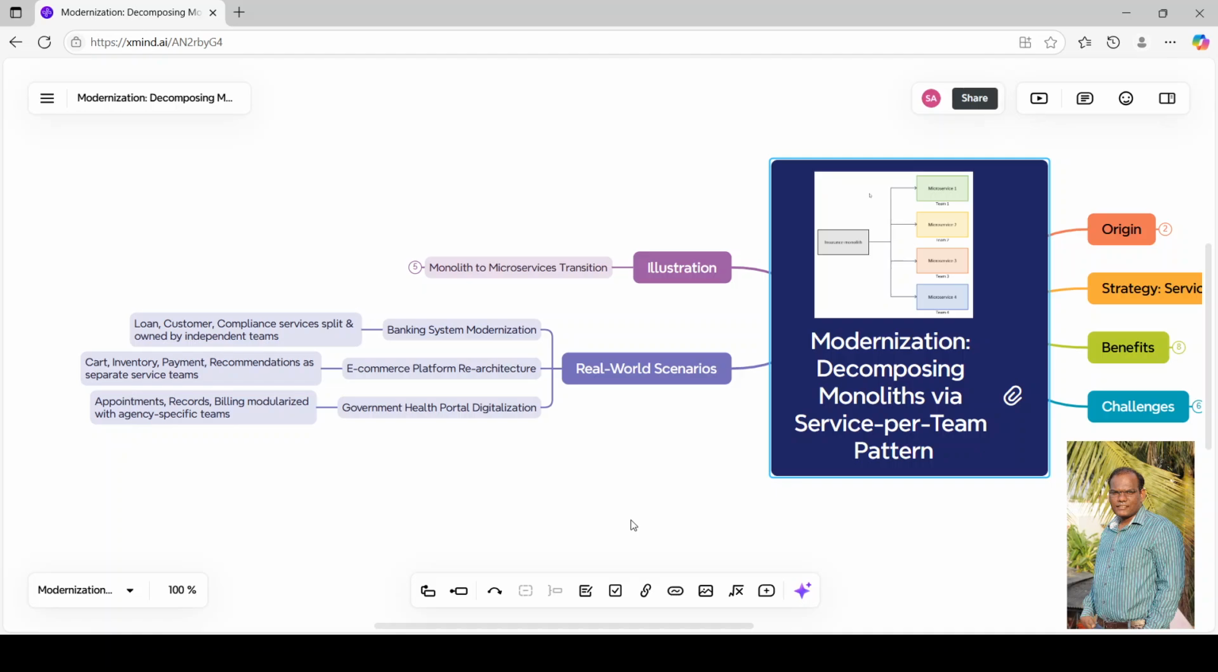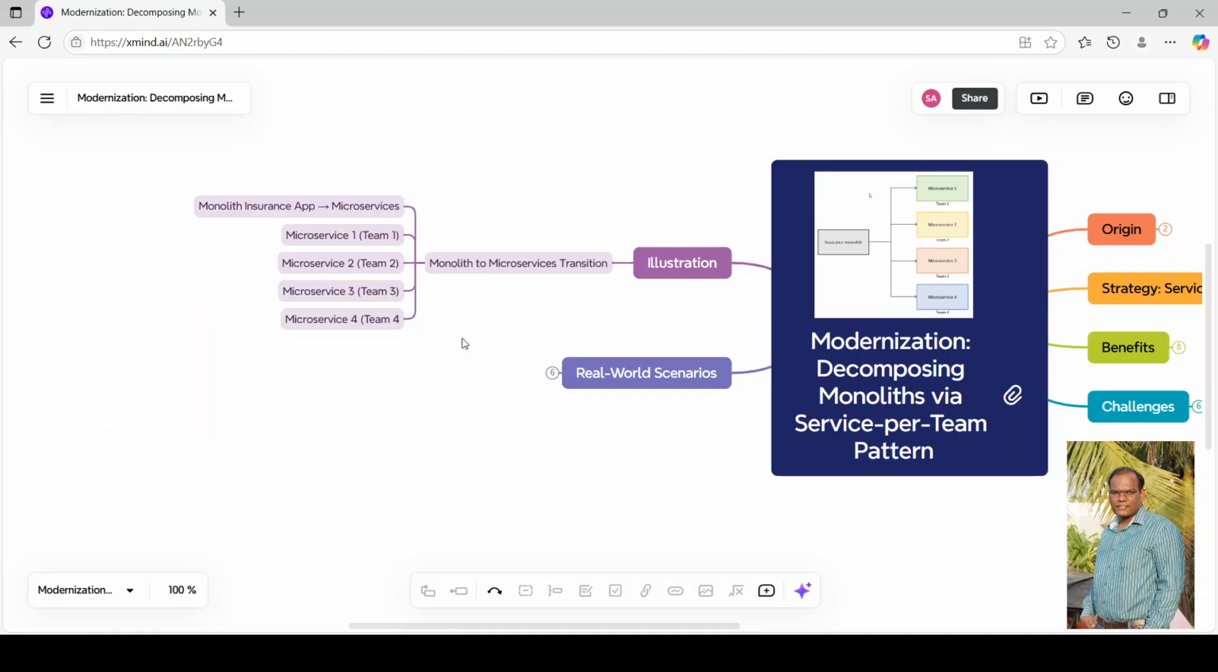Let's pick another example as well. Government health portal. In that health portal, multiple agencies need ownership over appointment booking service. That's a different team. And patient records management, that's a different team. And billing system, that's a totally different team. So with the service per team model applied and this monolithic broken into multiple microservices, each agency can now have their own code base, their own DevOps process, and their own release cycles, and still all of them are integrated cleanly and neatly.